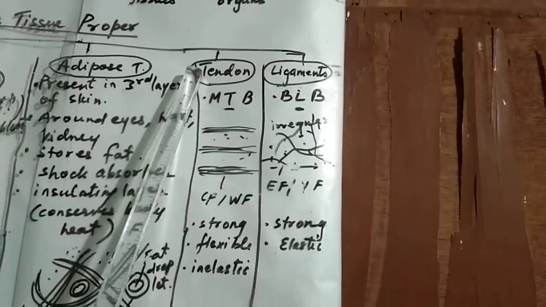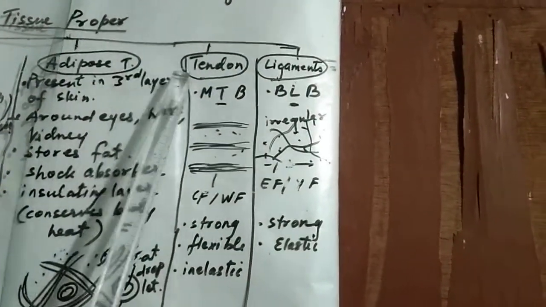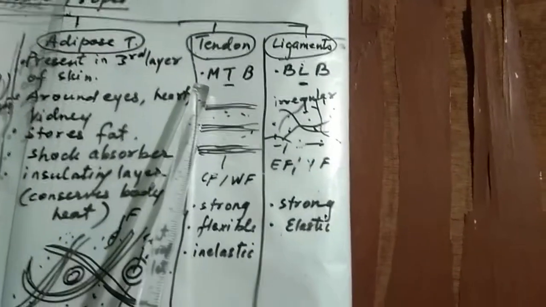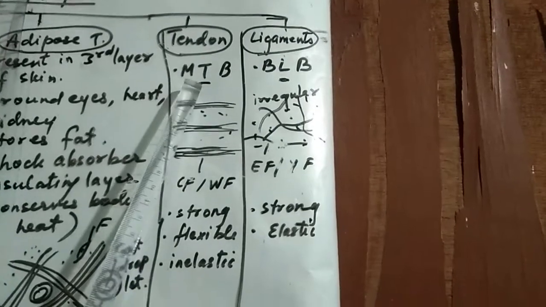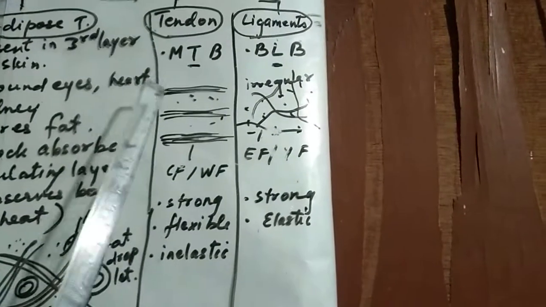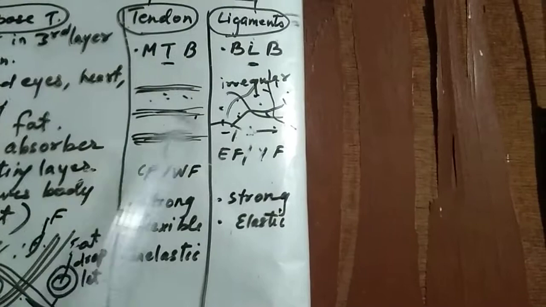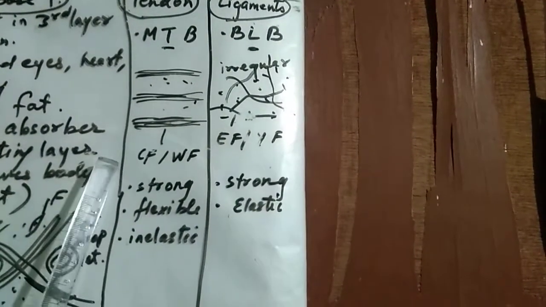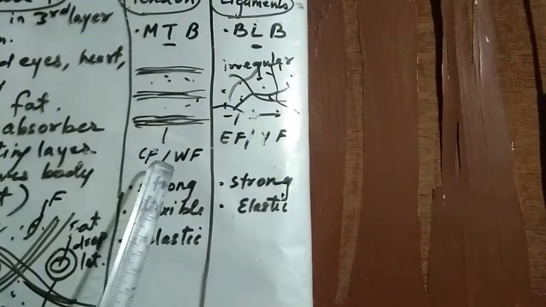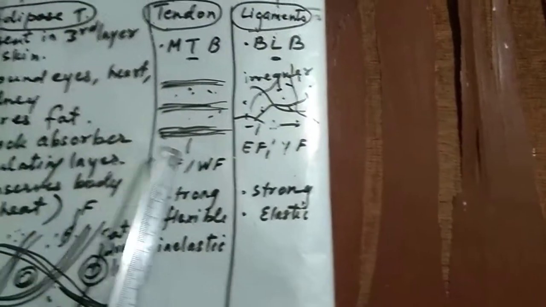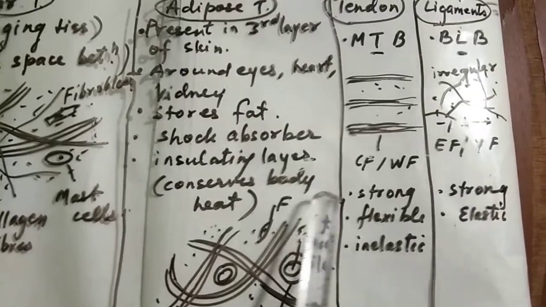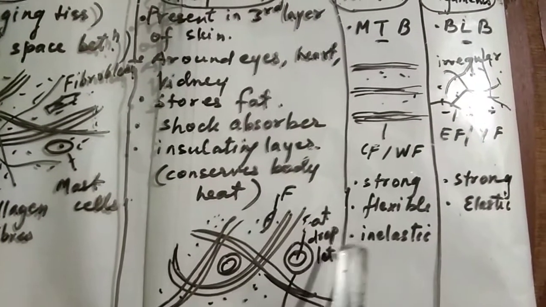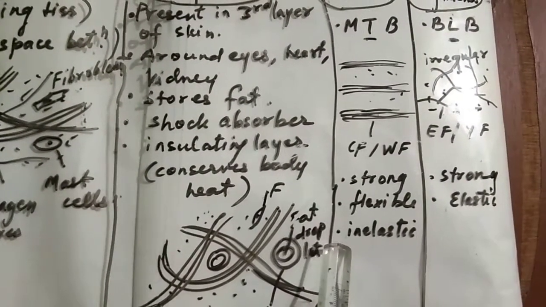Now let us see the third type. They are called tendons. Where are tendons located? They are located between muscles and bones. So our muscles and bones are attached or joined by tendons. Structurally, they have parallel collagen fibers, which are also called white fibers, with a matrix. These tendons generally are very strong, they are flexible, but they are inelastic in nature.